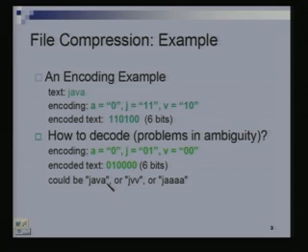Right? It could be Java, it could be JVV, or it could be Java. Right? So ambiguous. You see the problem, right? If you were to use variable length codes, then you could have this problem of ambiguity while decoding. So you have to be careful when you are using variable length codes. This problem would not arise when you had fixed length codes. You understand why? Because you will take those many bits and then determine what exactly the character was.